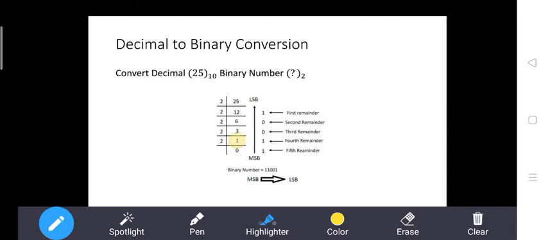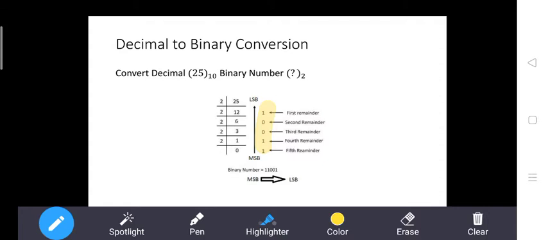Next, 1 divided by 2, answer will be 0. 2 into 0, 0. 1 minus 0, remainder will be 1. Okay. So whatever this 1, 0, 0, 1, 1 is nothing but the binary number. But this binary number we need to write in proper form. We write binary numbers from MSB to LSB. MSB is nothing but most significant bit. LSB is nothing but least significant bit.